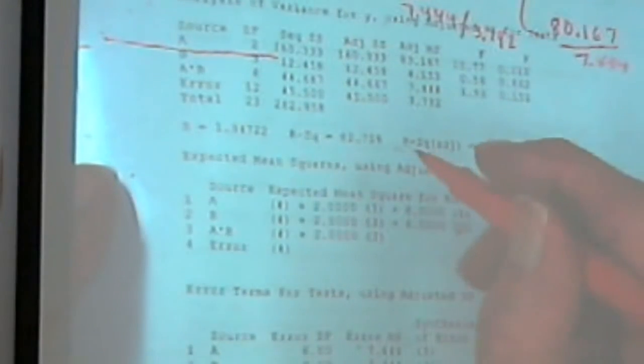So these are labeled in this notation here. 1, 2, 3, 4. 1 for A, 2 for B, 3 for AB, 4 for error. So the 4 here means sigma squared. Then it has 2 times 3. And the 3 would be AB. Now the 2 is what we've called in our general notation the N, the number of observations in each cell. We have 2 observations per cell in this data.